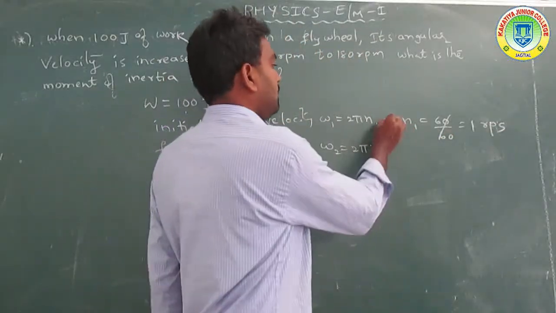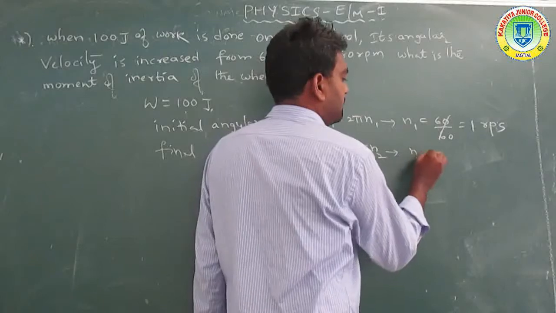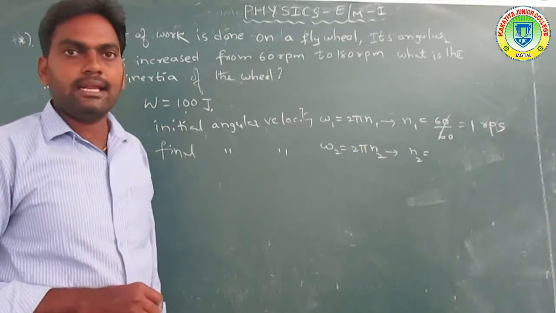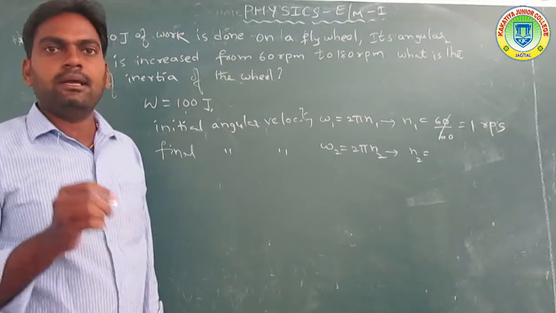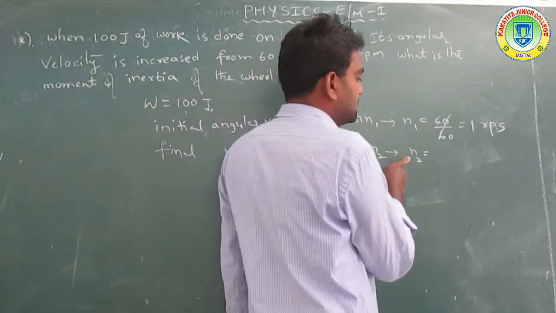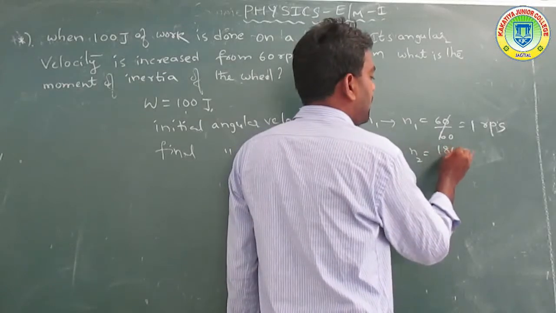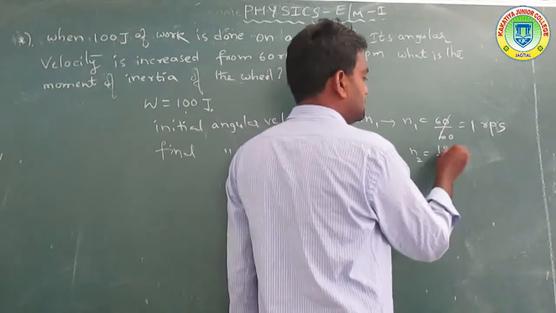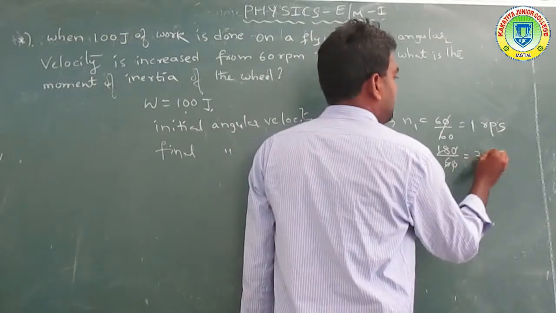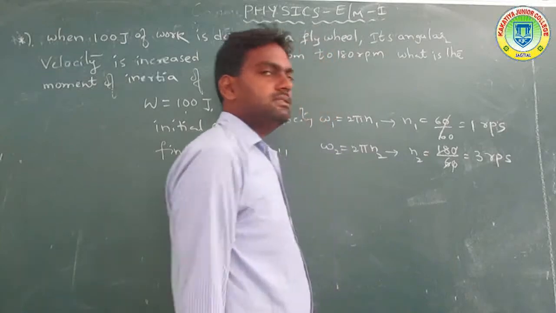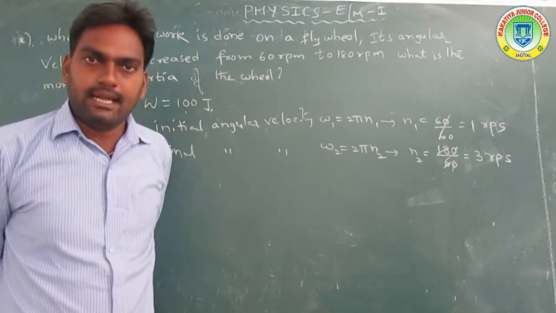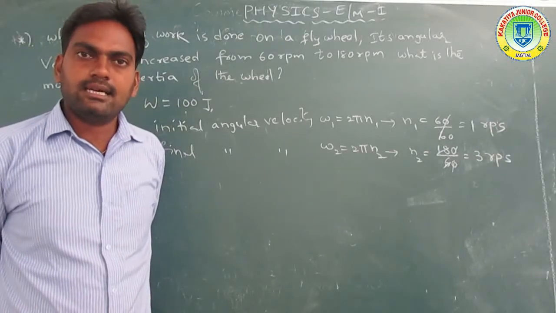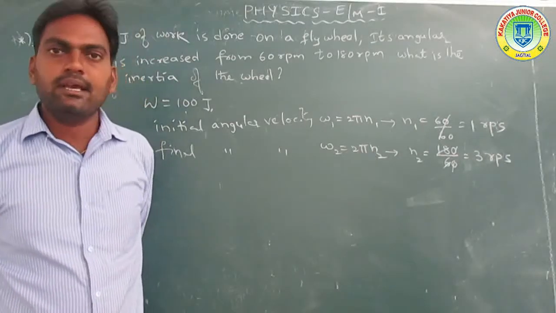Now we take N2, which is 180 RPM, meaning rotations per minute. Frequency is the number of rotations divided by time, 180 by 60, so the zero cancels and 6 goes 3 times. So 3 RPS, that means 3 rotations per second. In 1 second there are 3 rotations. That is called the frequency.